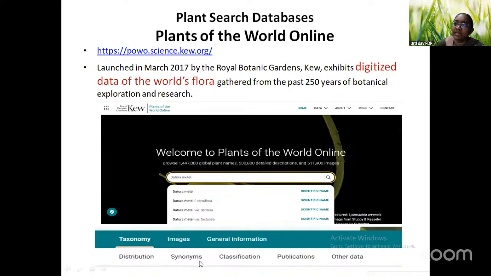Here we can also get the direct image of the particular plant so that we can compare it with the material which is in our hand, whether the features are similar or not, so that we can come to a conclusion whether the species are the same or different.